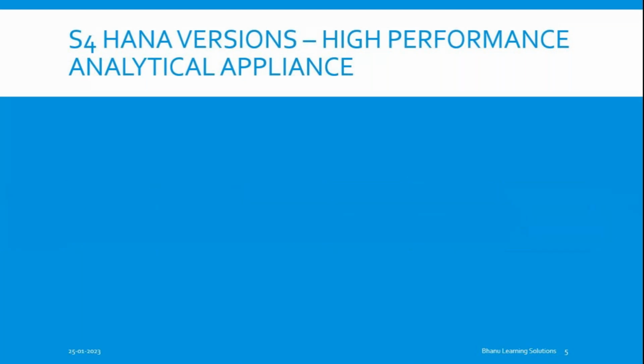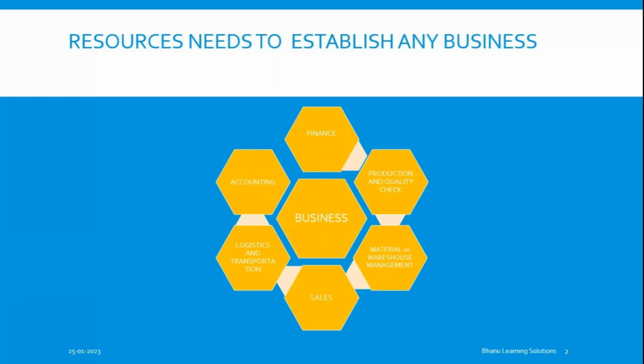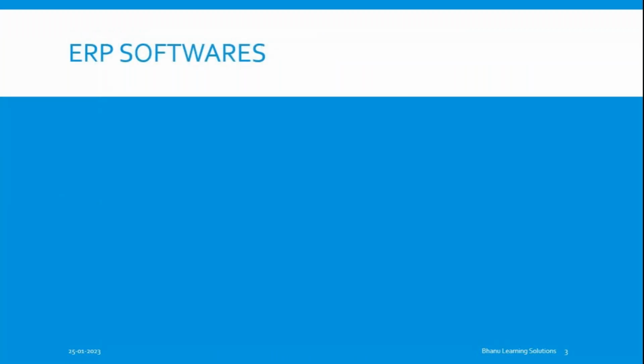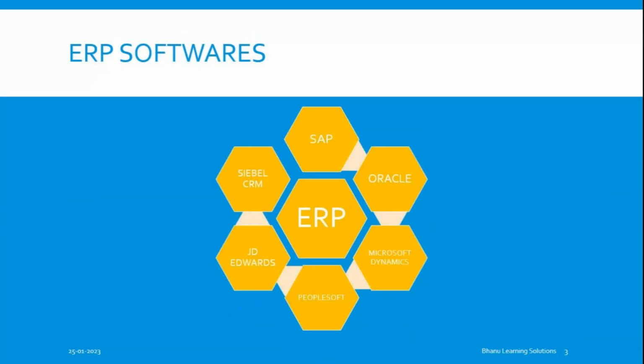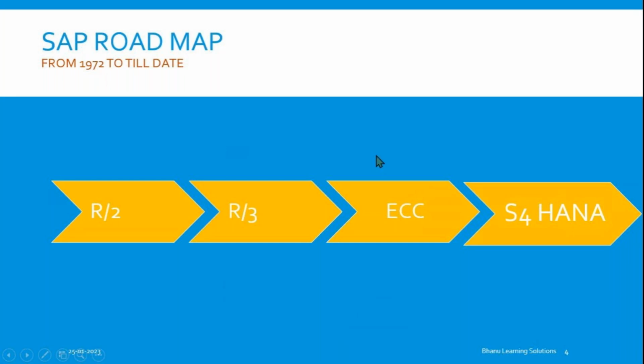So far, what have we discussed? We have discussed the different resources needed in order to run any sort of business outside the SAP world. In order to run and manage all these applications, companies depend on ERP software. In the market, so many ERP software packages are available, and SAP is one among them. If you see SAP specifically, it started somewhere in 1972 and has been coming up till now.